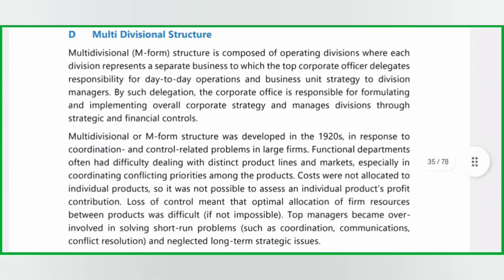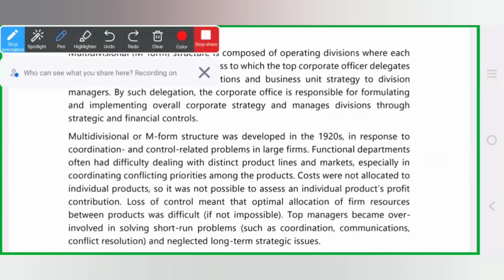The next structure we have is the multi-divisional structure, that is M form. It is composed of operating divisions where each division represents a separate business. The M form structure was developed in the 1920s in response to coordination and control related problems in large firms. Functional departments often had difficulty with distinct product lines and markets. So here, loss of control meant that optimum allocation of firm resources between products was difficult. That is, it was not possible.